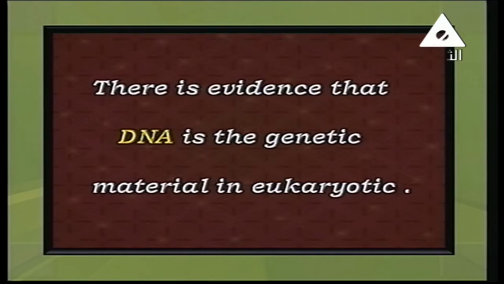eukaryotic. And on the other hand, most unicellular living organisms and some primitive forms of life have nuclei that are not surrounded by a nuclear membrane. So we call it prokaryotic. Is it clear? Okay, so what is the evidence that DNA is the genetic material in eukaryotes?